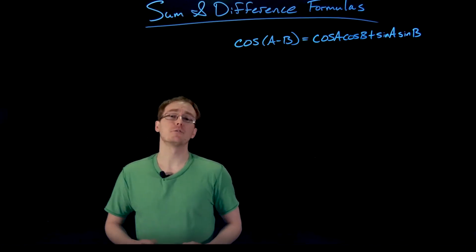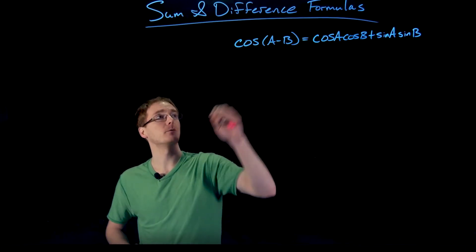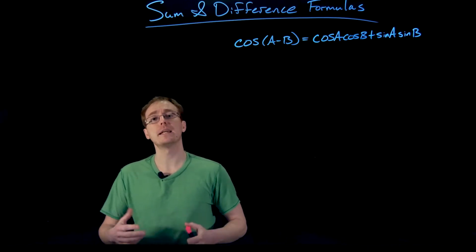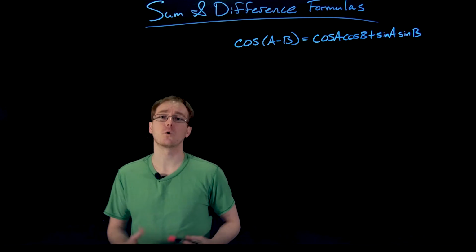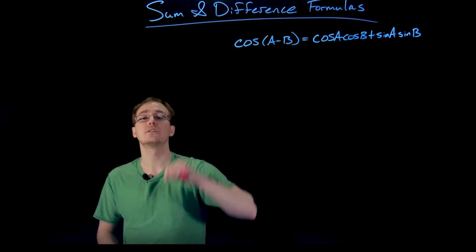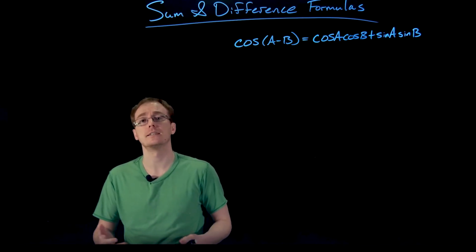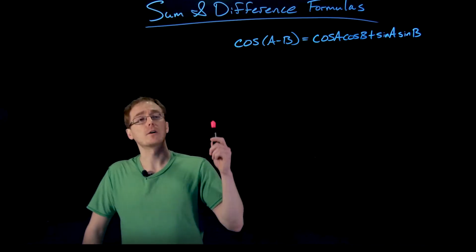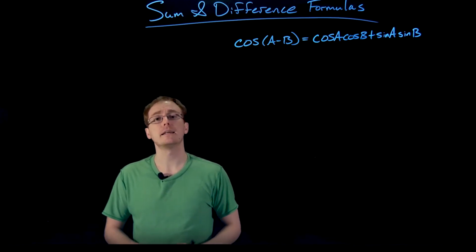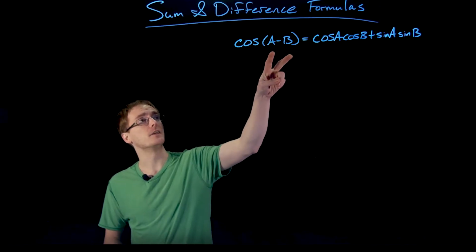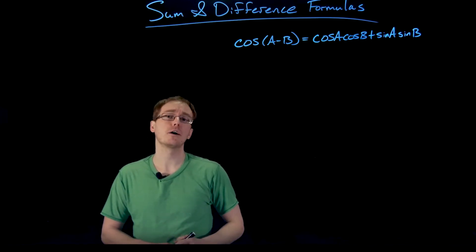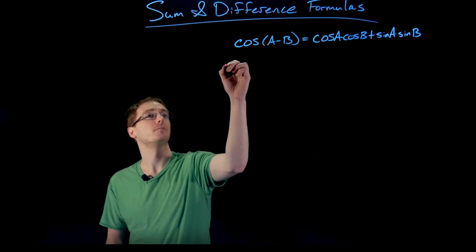Hey everyone, now that we've derived our cosine difference formula that we see on our board here, we're going to see how we can use this formula to derive many other useful trigonometric formulas or identities. So the next one we're actually going to look at is how to find our cosine sum formula instead of our cosine difference formula. To go from our cosine difference formula to our cosine sum formula, we just have to make a substitution. The idea is this formula for cosine of A minus B is going to work no matter what our angles A and B are.